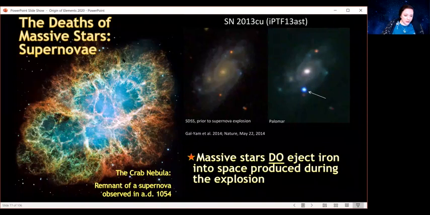And as I said, what's happening as this material is pushing out is that these massive stars, they will eject iron out into space because iron is being made during the explosion. It's not the iron that was made in the core of the star, but some will be made in the explosion. But that's not where most of it gets made. And that's a topic for a future video.